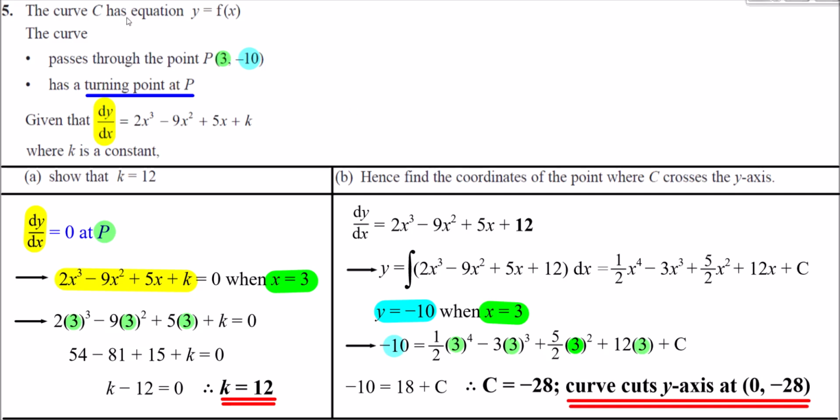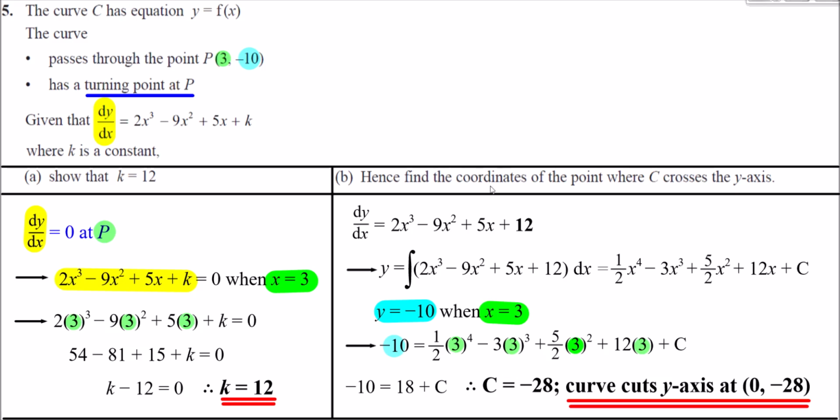The curve, I do half apologise. I say half apologise because I do like using the constant of integration as capital C, but because the curve is also defined as capital C, I do hope this isn't too confusing. C here means the constant of integration is negative 28.